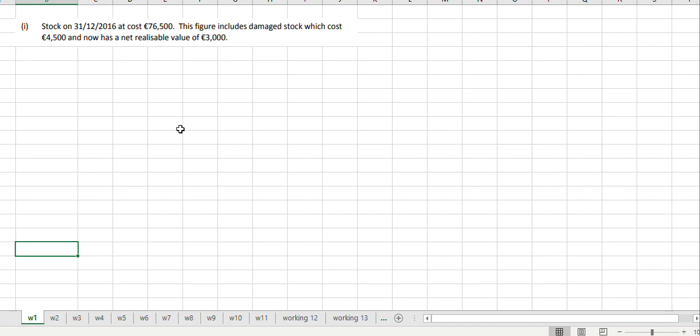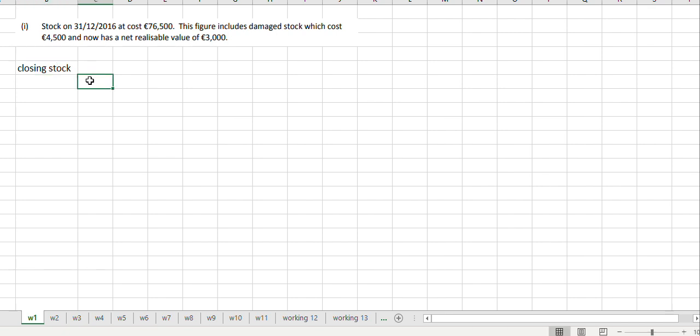So note number 1. Stock on the 31st of the 12th at cost 75,000. This figure includes damaged stock which cost 4,500 and now has a net realizable value of 3,000. So as you see along the bottom here, I have them labelled workings 1 to 11. So working number 1 is closing stock.